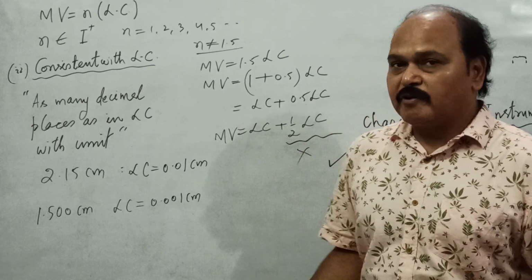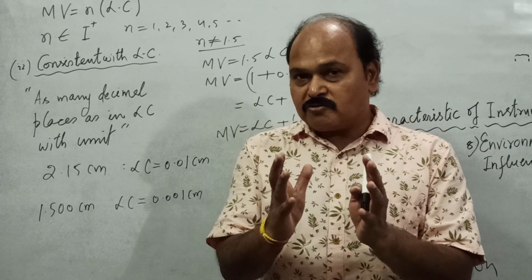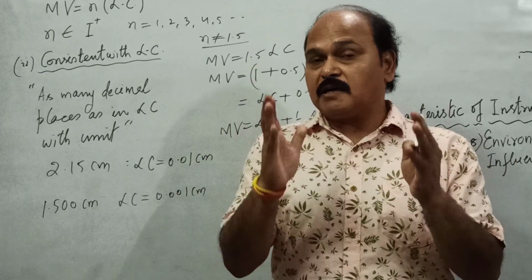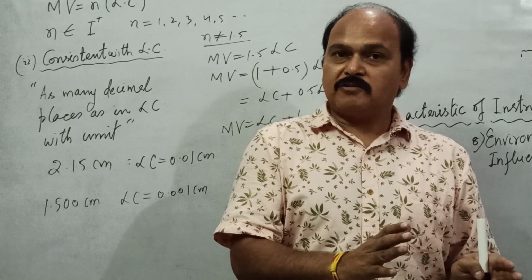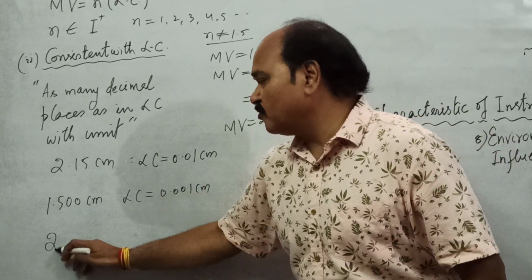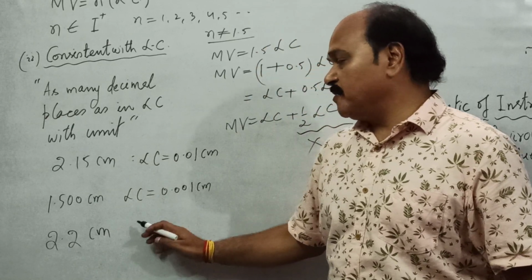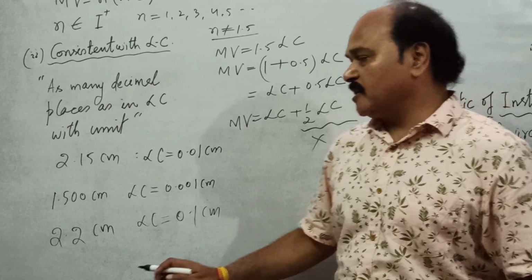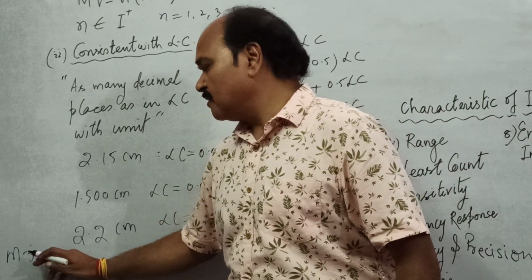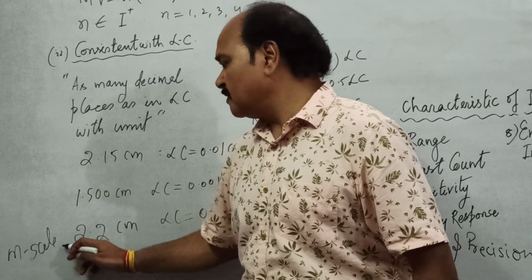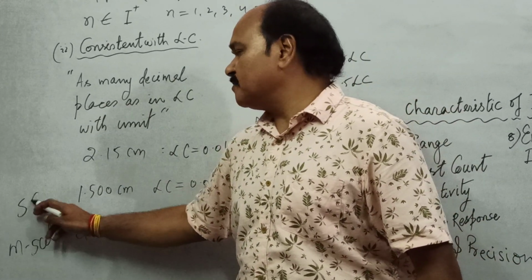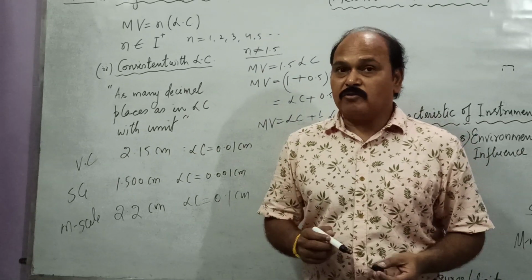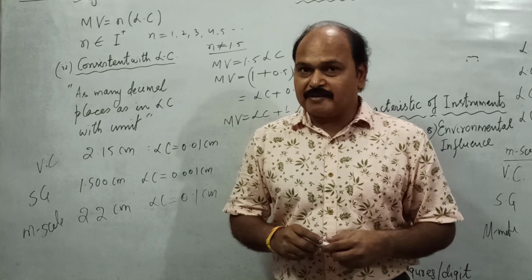So every measured value should be recorded up to as many places beyond decimal, with unit, as are the decimal places in the least count. You cannot exceed it. If you measure, say, 2.2 centimeter, this simply means it has been measured by an instrument whose least count is up to 1 place beyond decimal, and that is the meter scale. So this is measured by meter scale, this is measured by screw gauge, and this is measured by vernier calipers. So this is called the consistency rule. Very, very important and very, very simple.